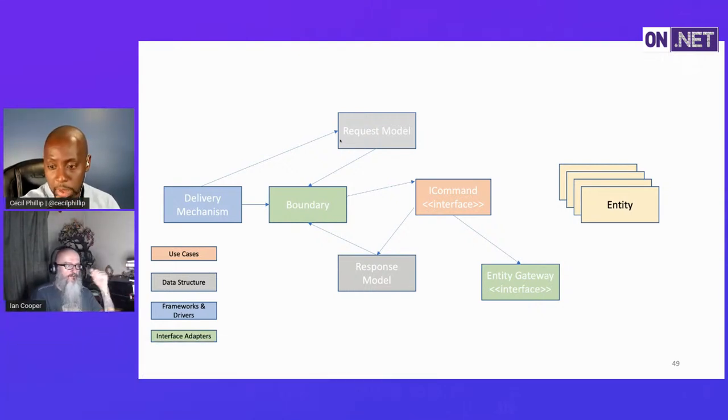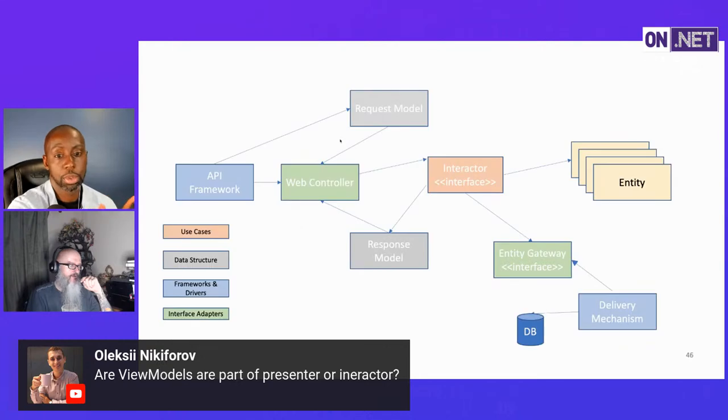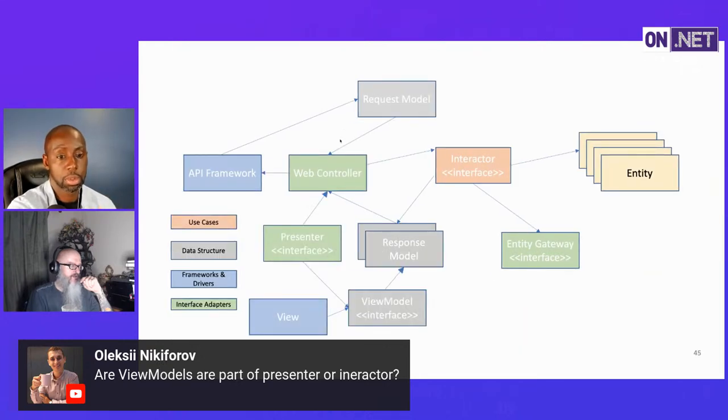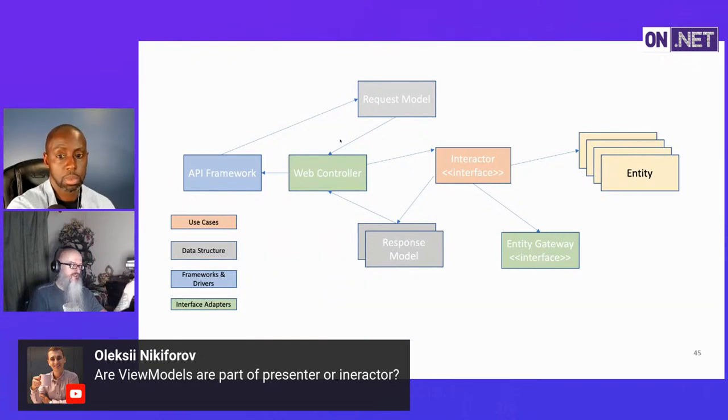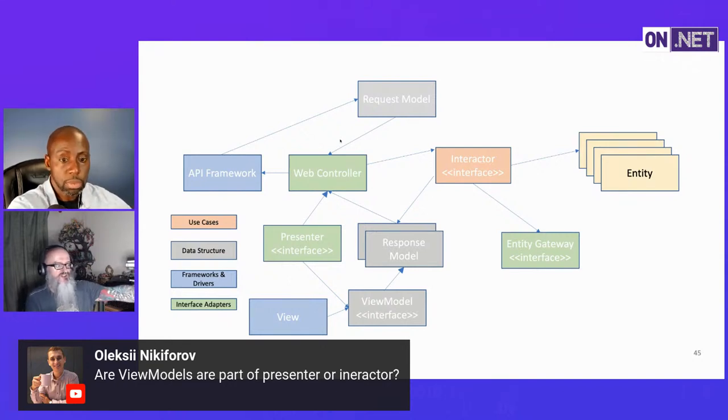And then the last one I'm going to ask you before we move on, also coming in from YouTube. Are view models a part of the presenter or the interactor? Right. Back to that, we got five slides. So the boundary layer, the adapters layer, is basically the web controller. And the view model is essentially the response model.